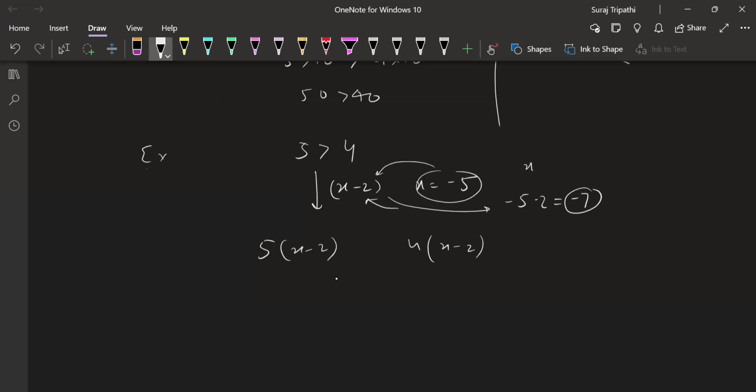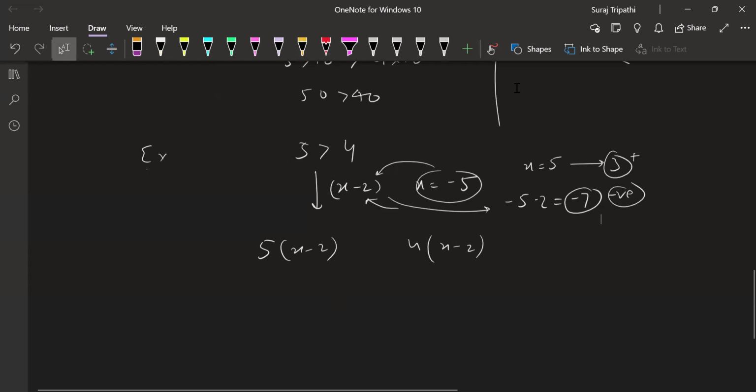Now again, if I take x equals to plus 5, then 5 minus 2 is 3. So 3 is a positive number and minus 7 is a negative number. So while multiplying by x minus 2, we don't know the exact sign of this x minus 2. It will depend upon the values of x. That's why multiplication by x minus 2 in this inequality is not allowed. Why? Because the sign of x minus 2 is not fixed.